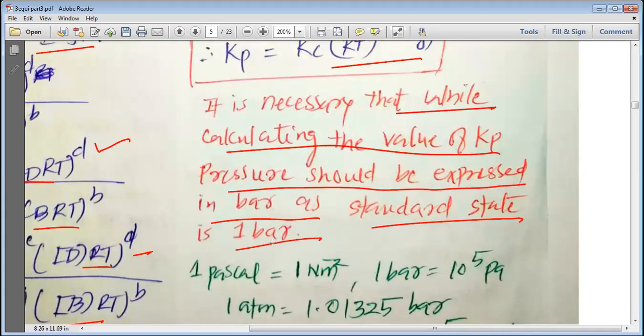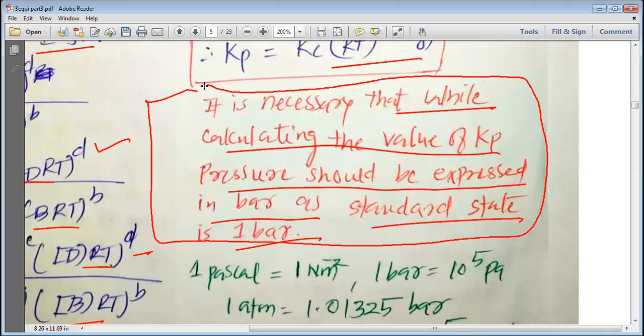Now this is a very important point. Whenever you are calculating the value of Kp, please remember, my dear students, that we will always have the value of pressure in the unit bar.